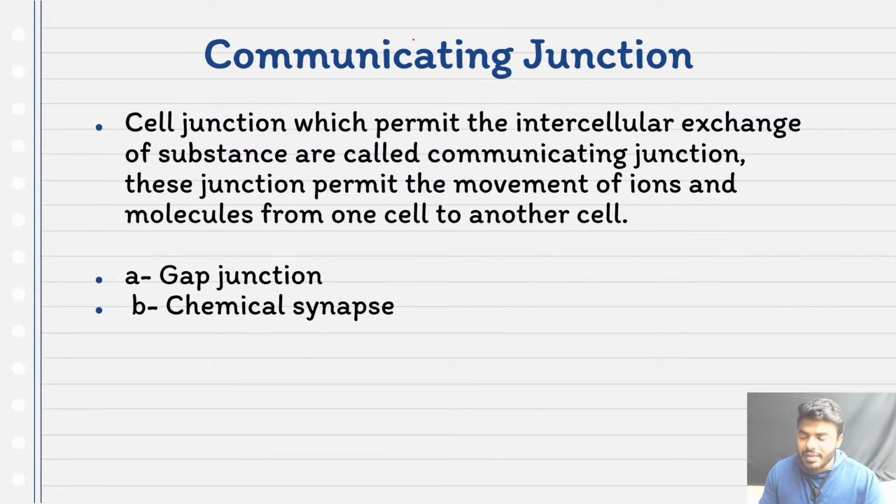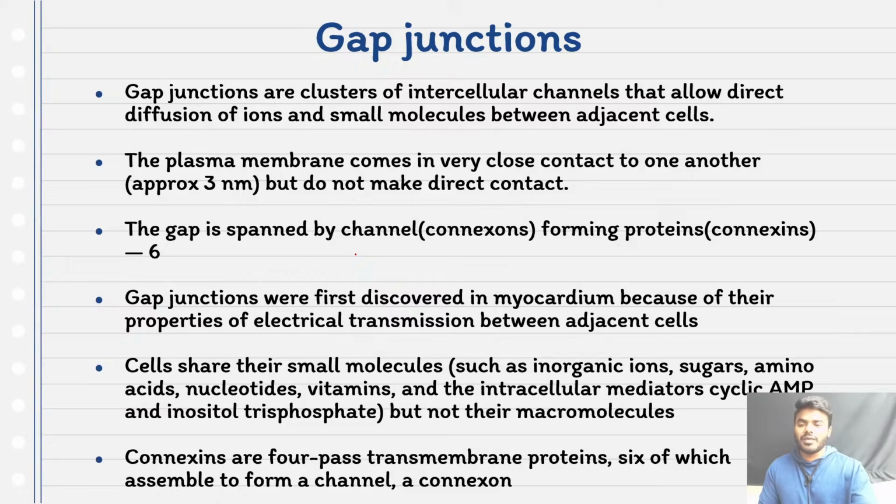Friends, the name itself is very clearly indicating, right? Communicating, which means it is helpful in the transport or movement of ions from one cell to another cell. So that is what we can call communicating junctions. The examples of the communicating junctions are what, friends? Gap junctions as well as the chemical synapse. So let's talk about both very elaborately.